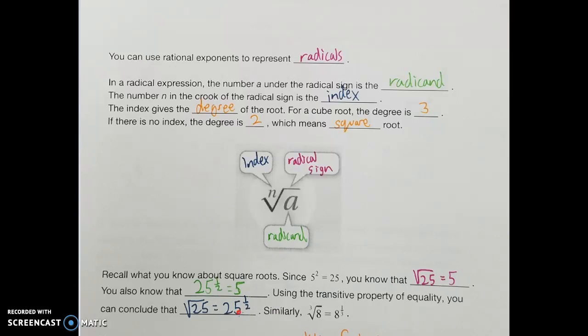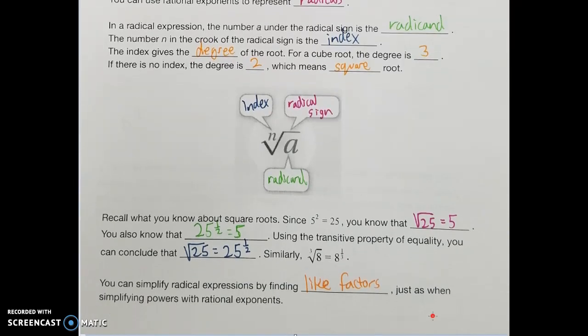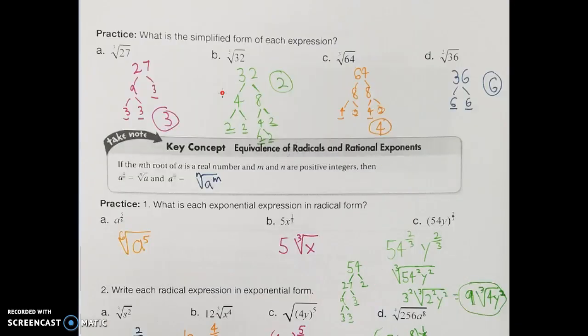And rather than just using square roots, it also works for cube roots and any other kind of root. If I take the cube root of 8, for example, which is 2, that's going to be the same as 8 raised to the 1/3 power, which is also 2. So it doesn't matter what index we use, that should still be similar from one to the other. We can simplify radical expressions by finding like factors, just as when we simplified our powers when we're using those rational exponents, so when we had those fractions as a power. So as some practice, we're going to find the simplified form of each of those expressions.